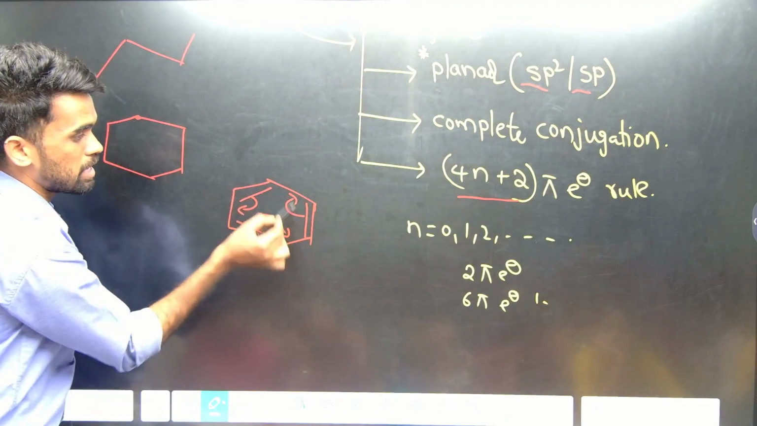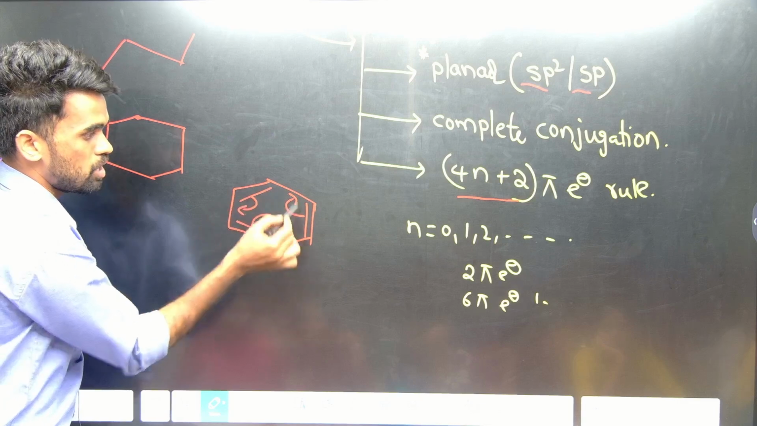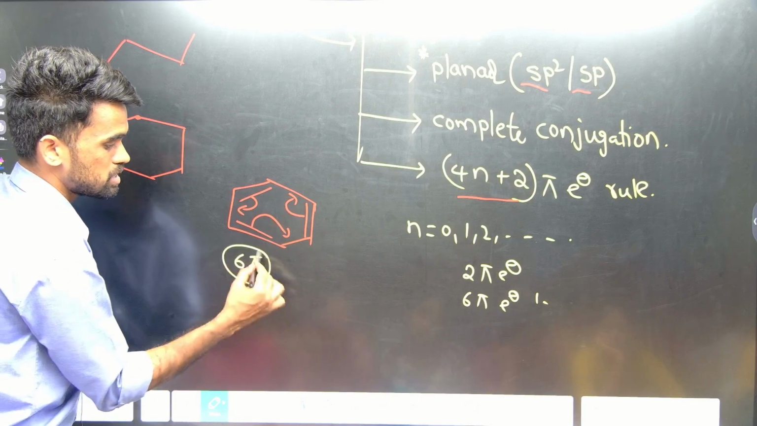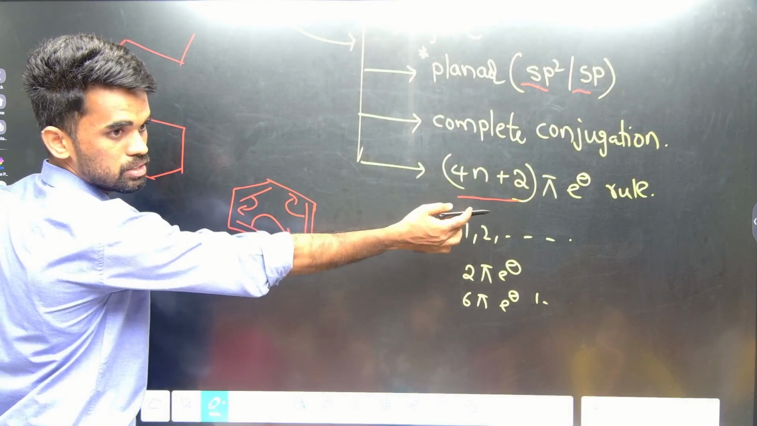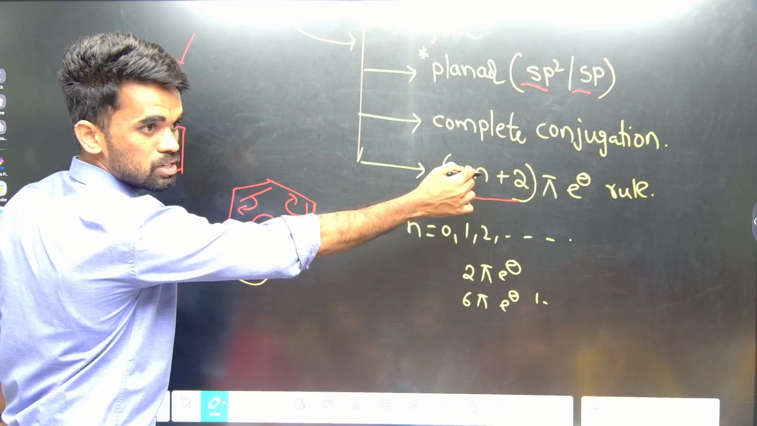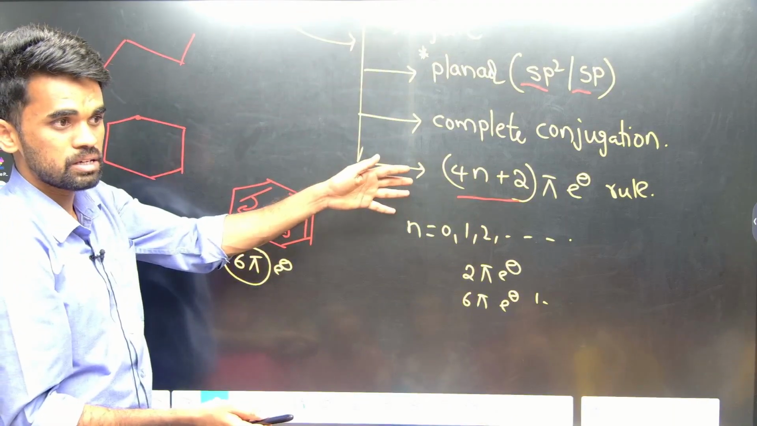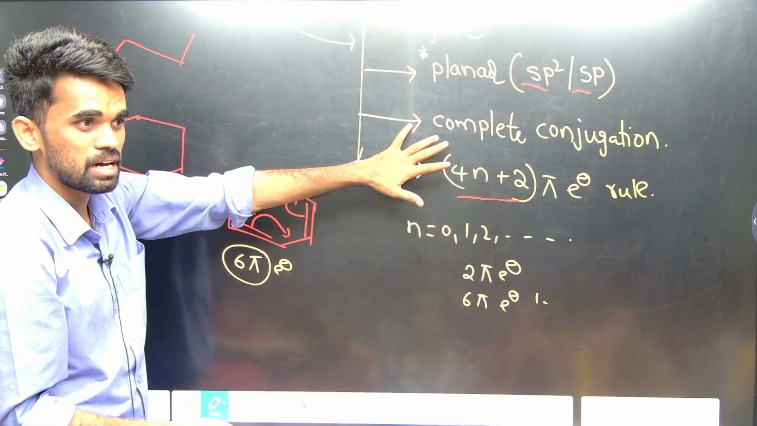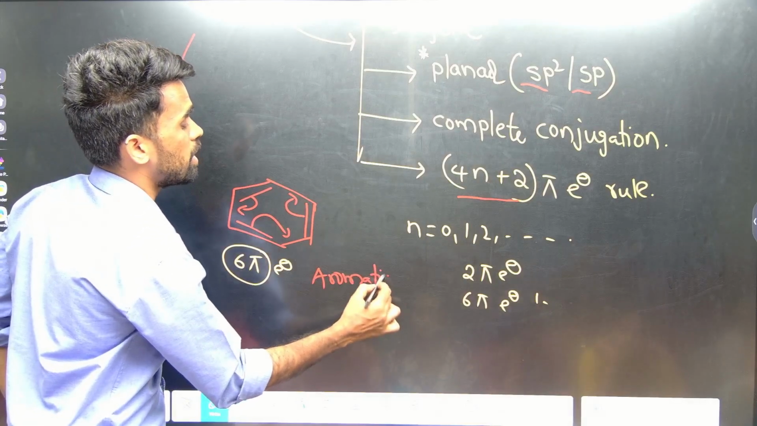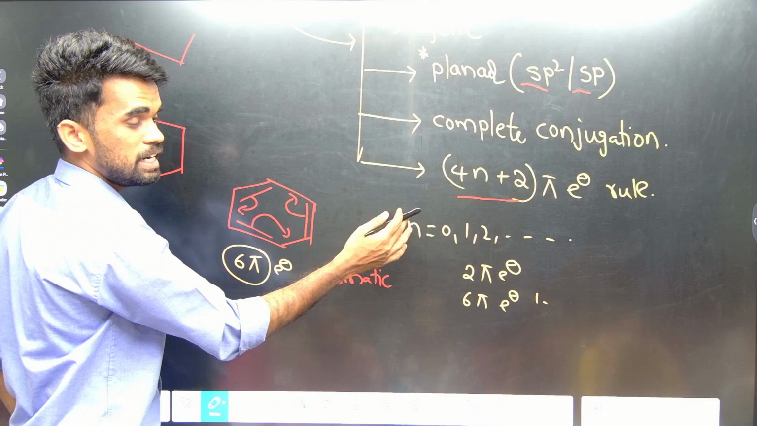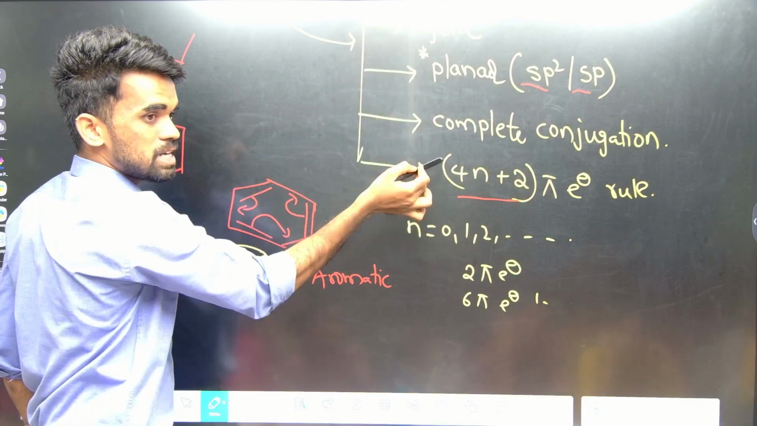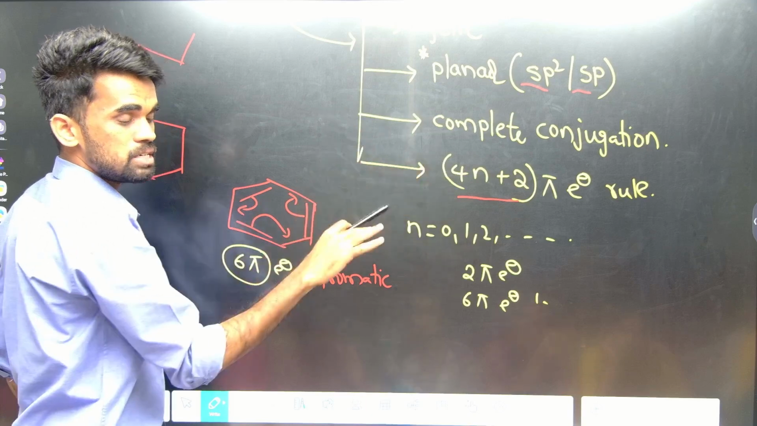So here how many pi electrons are there? 3 bonds are there, each bond has 2, so 6 pi electrons are there now. So 6 pi, is it a Huckel number or not? This 6 pi electrons, is it satisfied now? Satisfied. So all 4 conditions are satisfied. Then you can say the compound is aromatic. If at least one of these conditions is not obeyed, it is non-aromatic. Once again, if at least one of these conditions is not obeyed, non-aromatic.